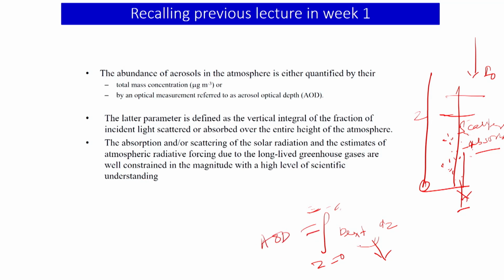You integrate this varying height. So, this becomes very important. AOD is defined as the vertical integration of the fraction of incident light that is scattered or absorbed over the entire height of the atmosphere. This is very important, and it gives a kind of spatial coverage, so lots of data you can collect. Not only that, absorption and scattering can be used to estimate atmospheric radiative forcing due to long living greenhouse gases as well as particulate matter in the atmosphere.